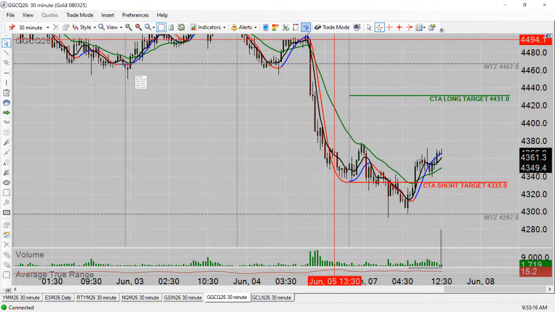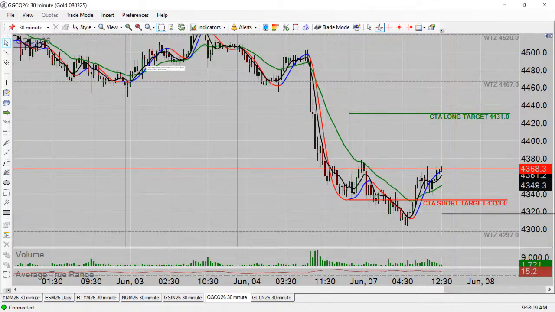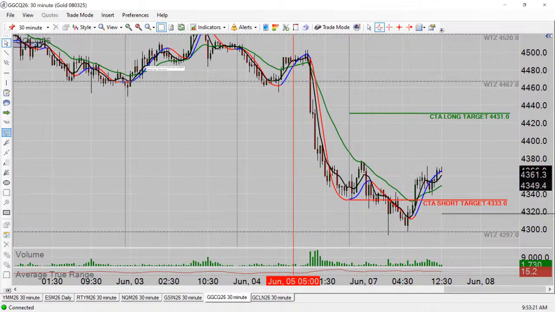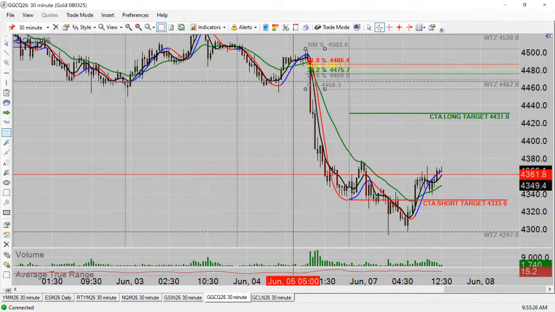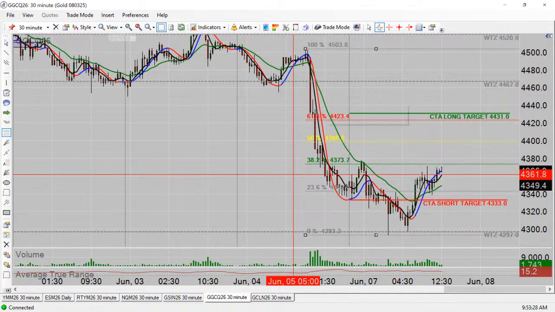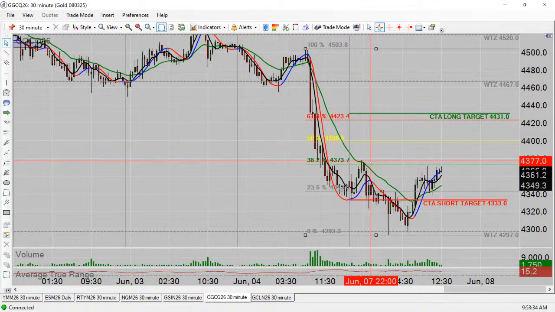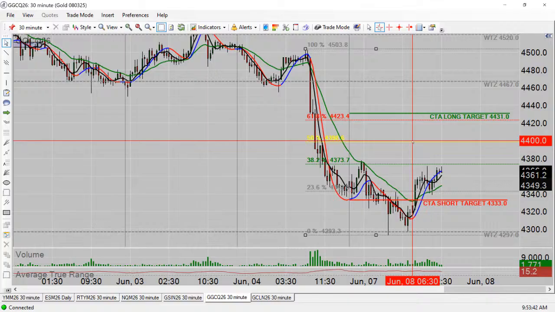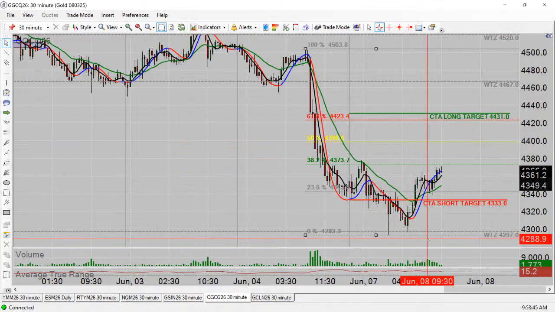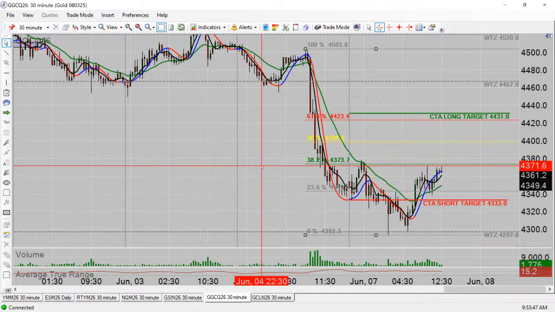Now, I know that's not 50%. What do we got? Almost a 38. And you should expect resistance right there anyway, just based on market structure. And then there's the 50%. So boy, gold gave up a whole lot on Friday. Yes, it did.